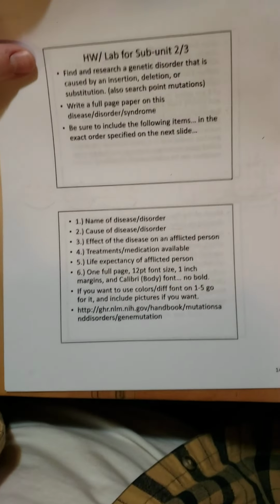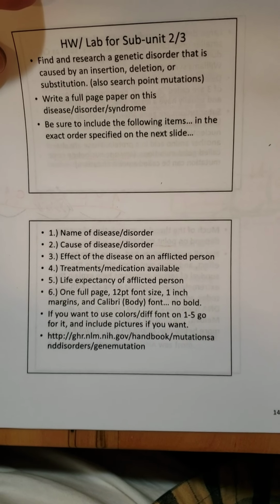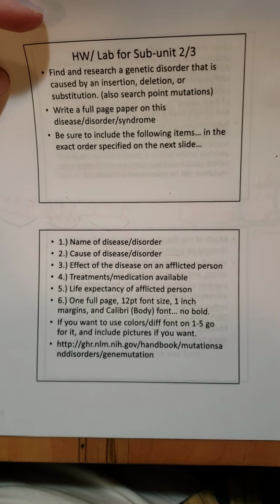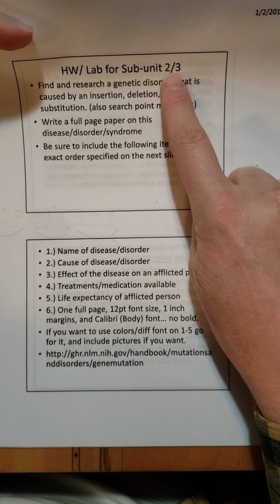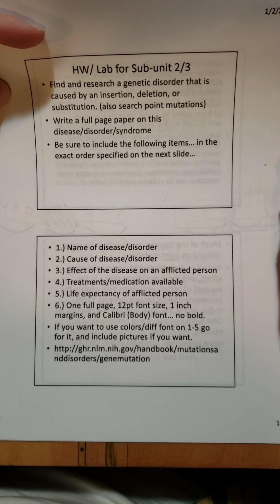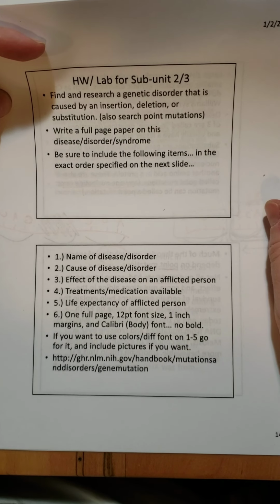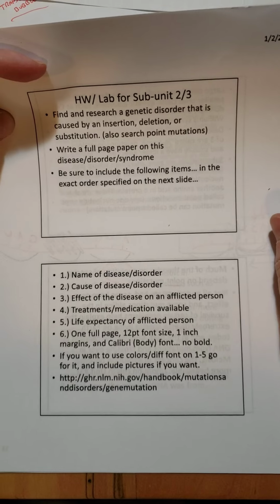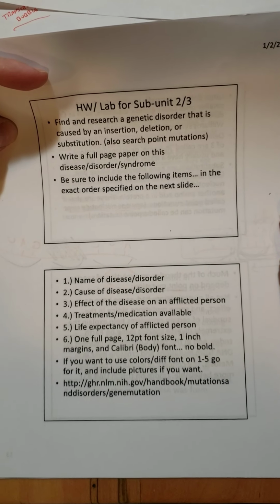And so to wrap up this notes packet and to give you something to do tomorrow on your snow day, if that's the way things go, feel free to do this homework. This is your homework for this subunit and the next subunit, because like I said, subunit 3 is kind of rolled into this one. I'd like you to research a genetic disorder, preferably in humans, caused by an insertion, deletion, or substitution mutation. You could also search point mutations, because that'd be any of those. It'd be one of those three.